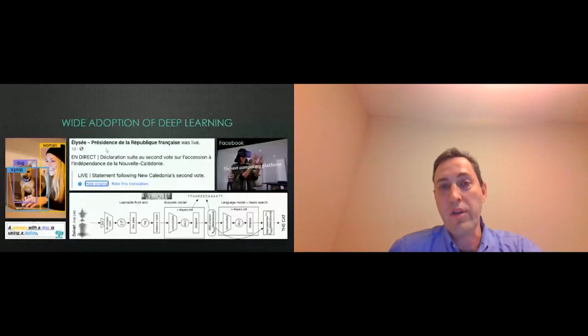Another example here, also from Facebook, is real-time translation from French into English. The example on the right shows deep learning used to interpret the movements of fingers as a user interface in Oculus. And at the bottom, you see an illustration of a speech processing system. So it's hard to argue against deep learning.